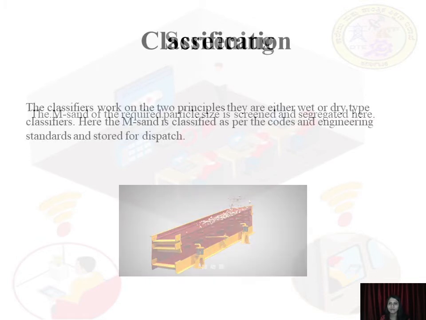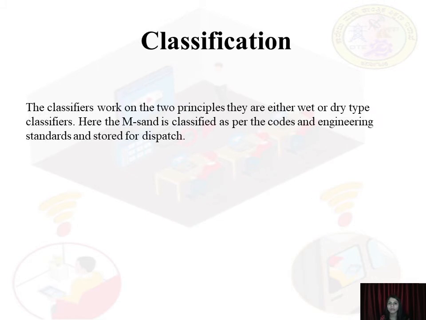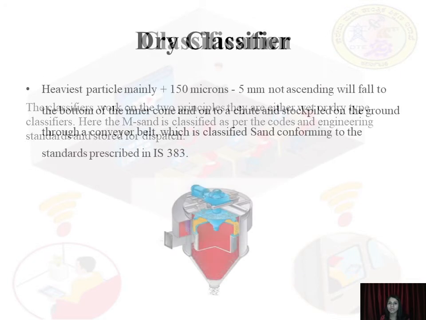Next is classifiers. Classifiers work on two principles. It may be a wet classifier or dry classifier. Here the M sand is classified as per the codes and engineering standards and stored for its dispatch. What are these wet classifiers and dry classifiers?